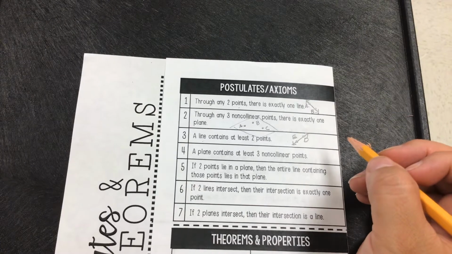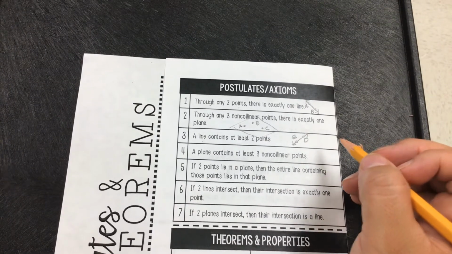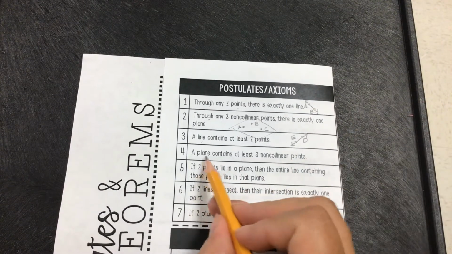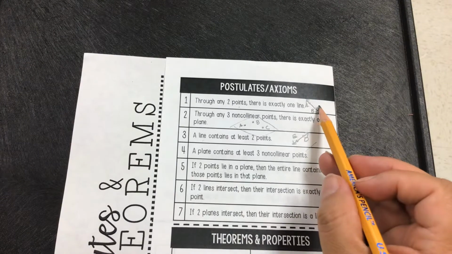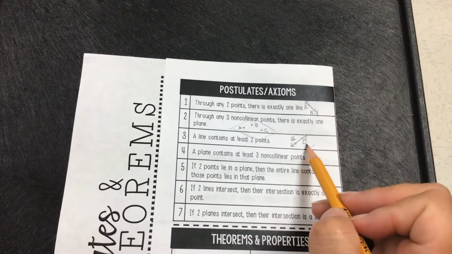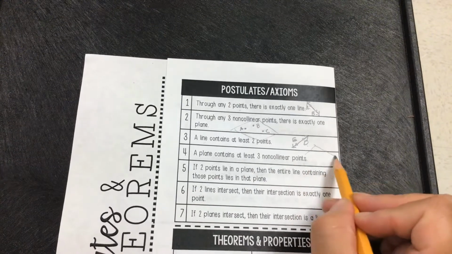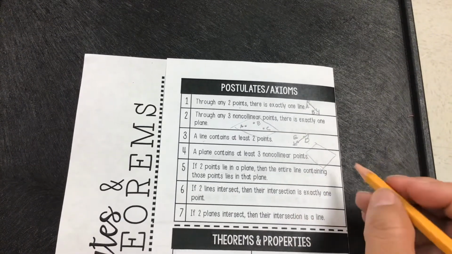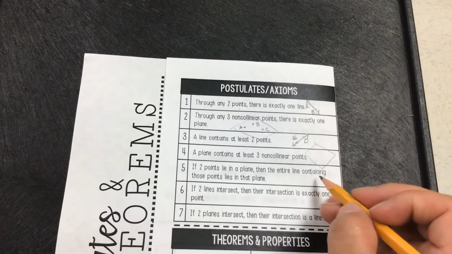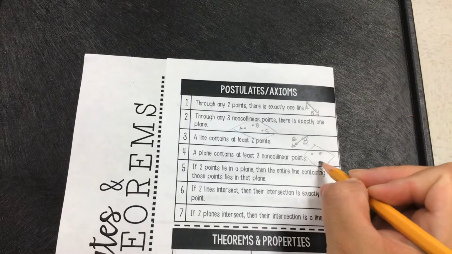Number 4, a plane contains at least 3 non-collinear points. So we have a plane first. I want you to notice number 1 and number 3 end up looking the same, and so will 3 and 4. So what you start off with is what matters most. That's a plane that we have first. Because we have a plane, we know we will have 3 points that are not collinear.